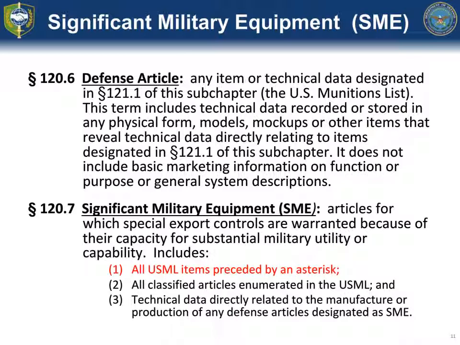It's a combination of State and DoD. And you know it's significant military equipment if you look at the U.S. Munitions List and you see a paragraph that describes an item and there's an asterisk in front of it. That means it's SME. If it's described by a paragraph on the USML that doesn't have an asterisk on it, it is still SME if it is classified. And finally, any technical data related directly to the manufacture or production of any defense article that is SME itself.